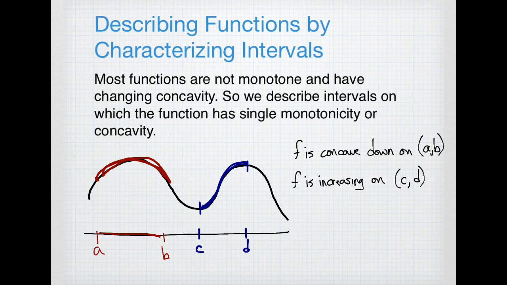Now if I've included my endpoints when I considered the interval, and the statement is still true, for example, my function is in fact concave down even if I include the endpoints, I can say that it's concave down on the closed interval. And similarly, originally I was thinking about just the points between C and D, but if it's still increasing, including the endpoints, and in my example again it is, then I can in fact include the endpoints.